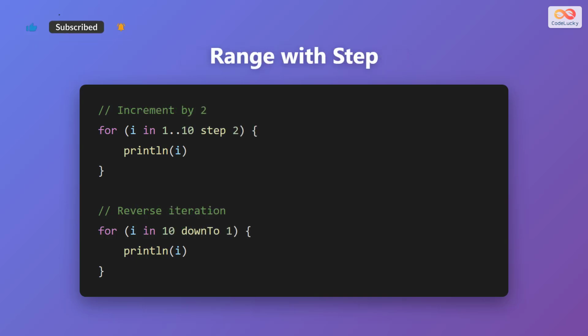Sometimes you need more control over iteration. The step function lets you skip values in a range. For instance, 1..10 step 2 will iterate through odd numbers, 1, 3, 5, 7, 9. For reverse iteration, use the downTo function. 10 downTo 1 counts backwards from 10 to 1. These modifiers give you flexibility in how you traverse numeric sequences.